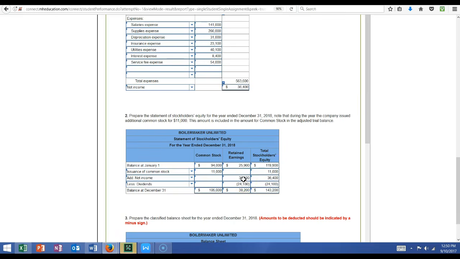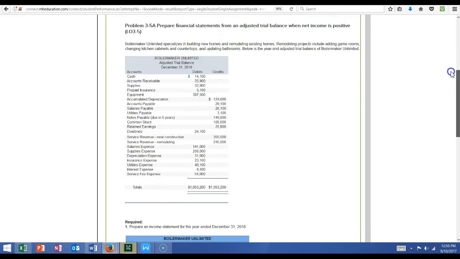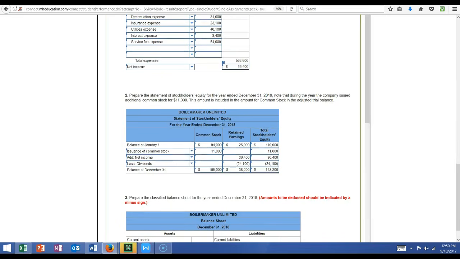We don't calculate common stock. Our common stock, if you look here, this is our adjusted trial balance. Do you see it said common stock of 105? This is, as of December 31st, 2018, 105. What has happened is 105 is the 94 plus 11,000.